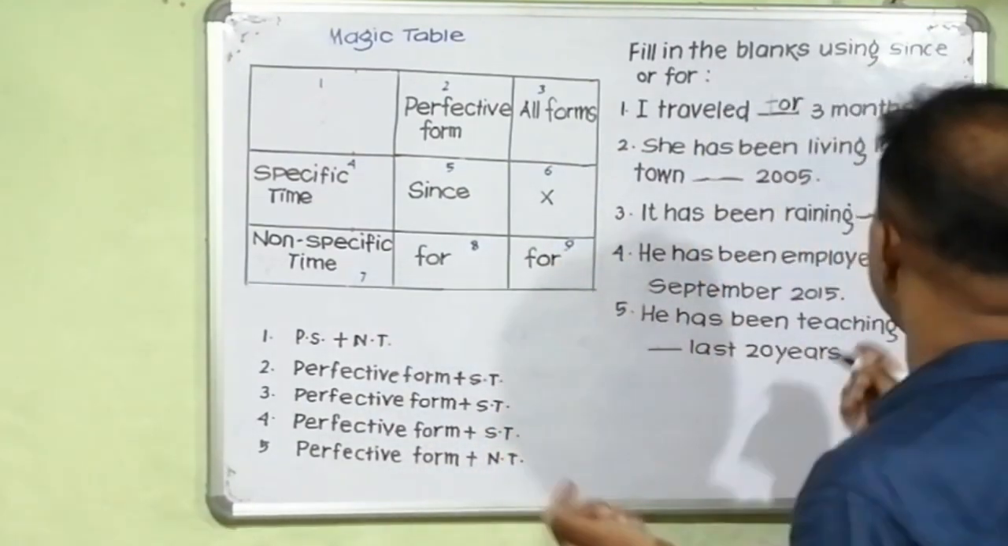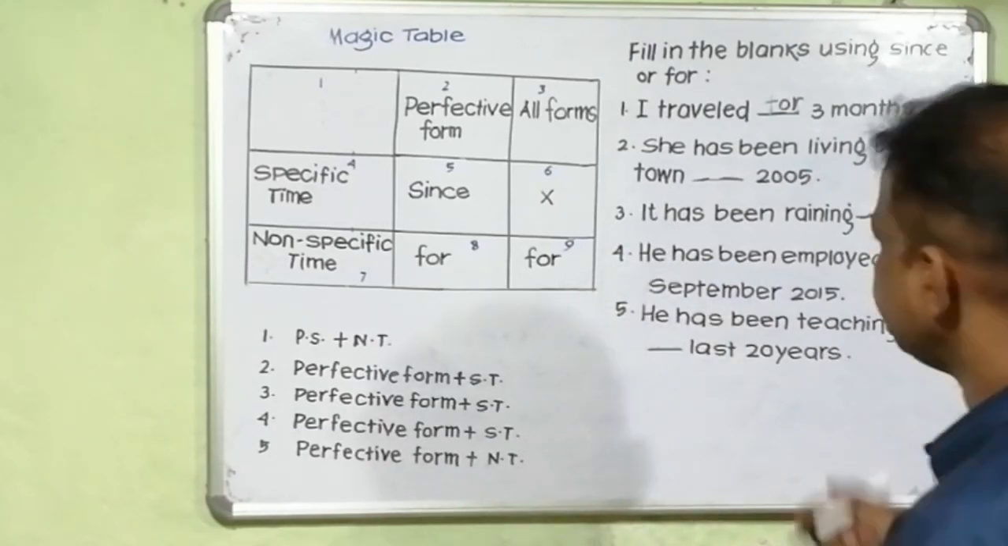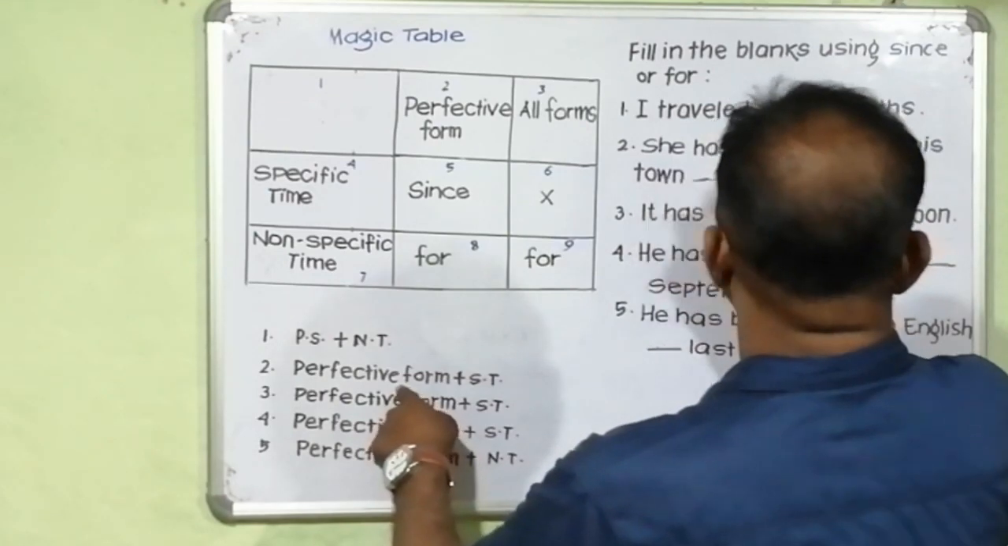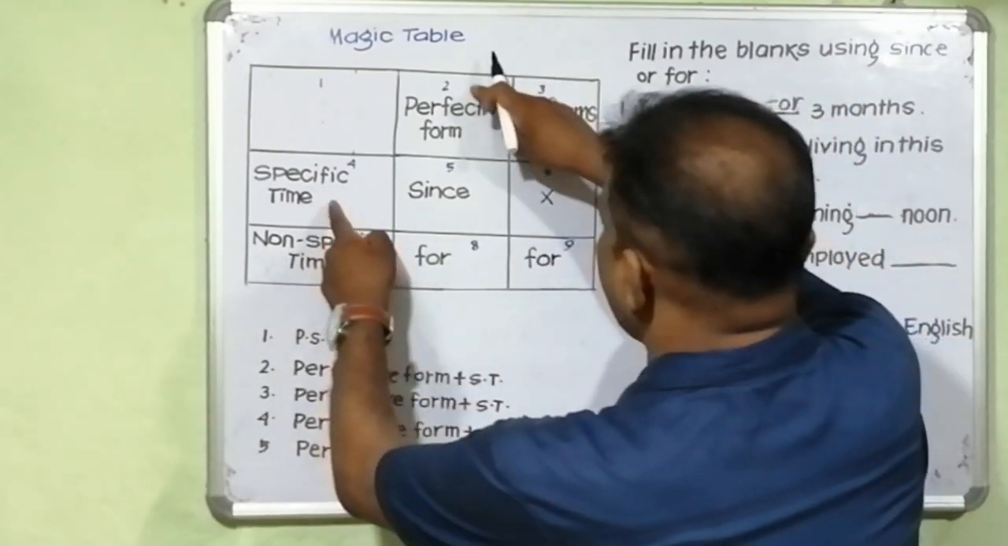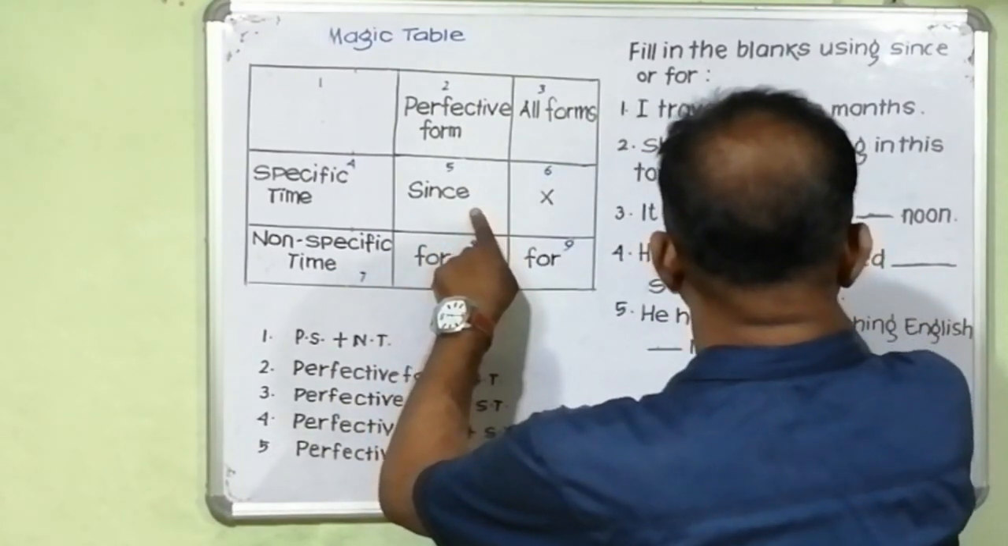She has been living in this town since 2005. This one is in the perfective form and the time is specific time. Perfective form and specific time. Yes, we have to use since.